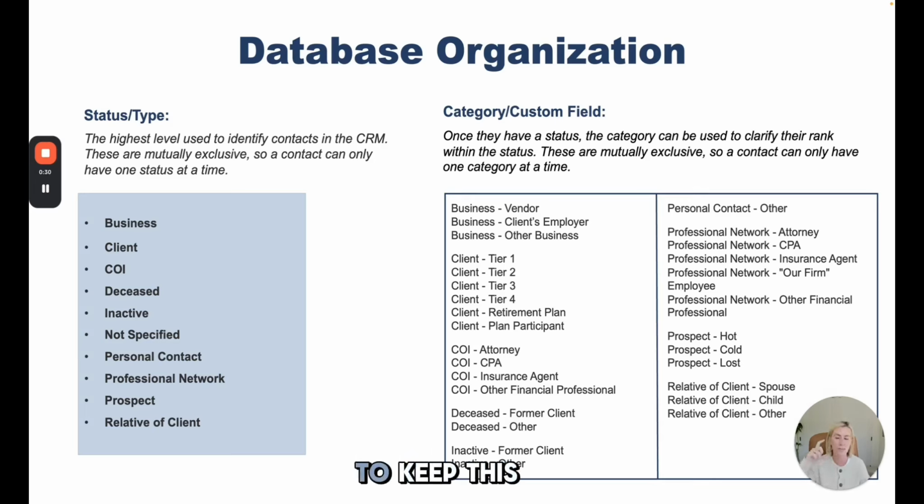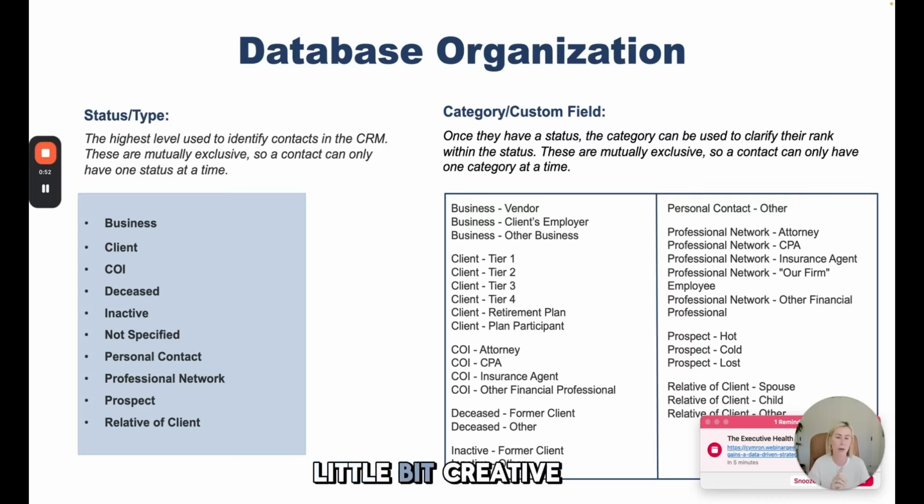Trick here is to keep this list short and sweet, so there's no ambiguity or any confusion around who these contacts are. Their clients, their prospects, their professional network. You get what I'm getting at here. From a reporting standpoint, this is the highest level to group the largest number of contacts together.